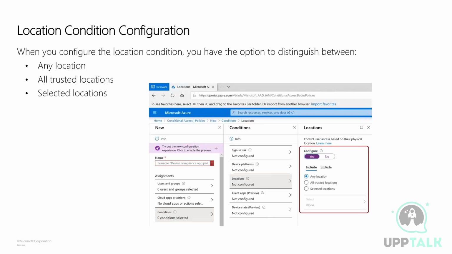So yesterday I showed you this option. How do you go ahead and specify the location values? And here if you see, you can check for any location, all trusted locations. So what do you want to allow? What do you want to block?